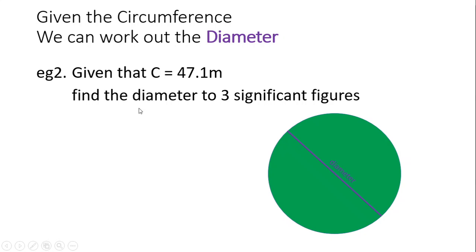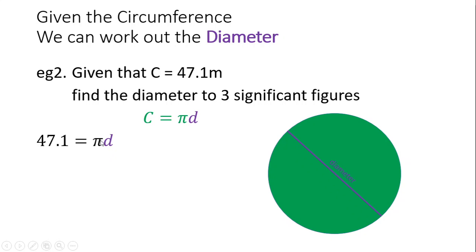Right, so let's get started with setting up the formula for the circumference. And we're going to use the formula that has the diameter in it because we're trying to work out what the diameter is. So again, I'm using C equals pi d. I know the circumference that was given to me, so I can replace that variable with the value given. So 47.1, the circumference, is equal to pi times diameter.